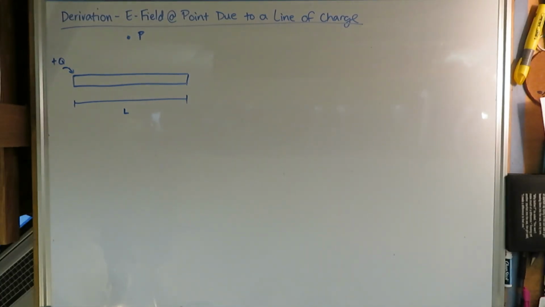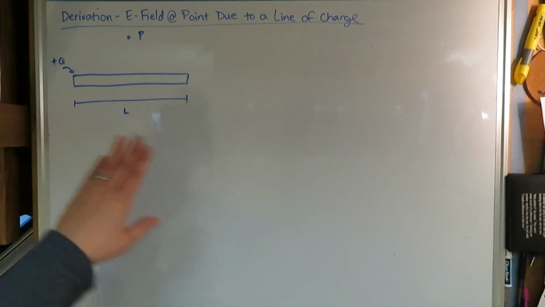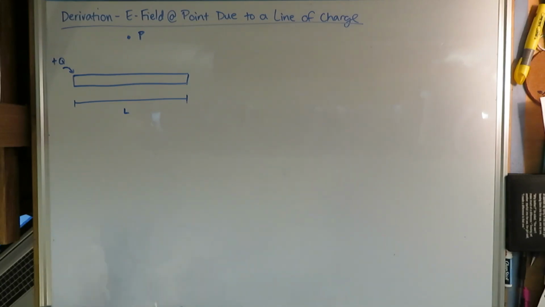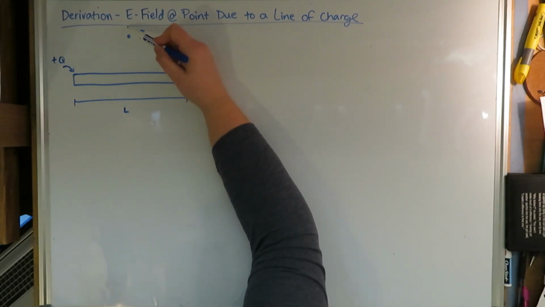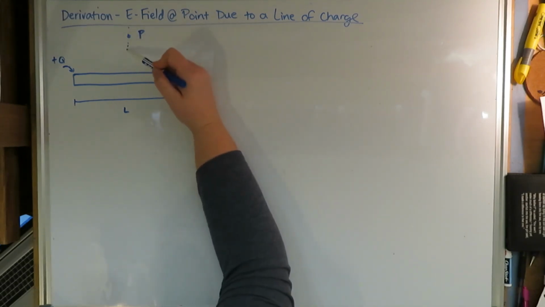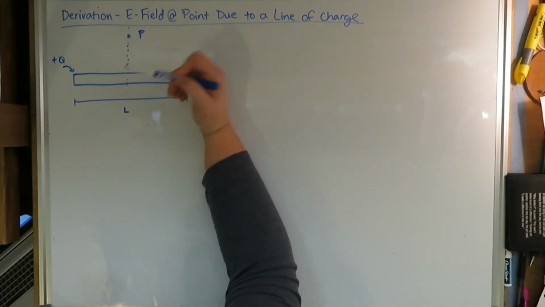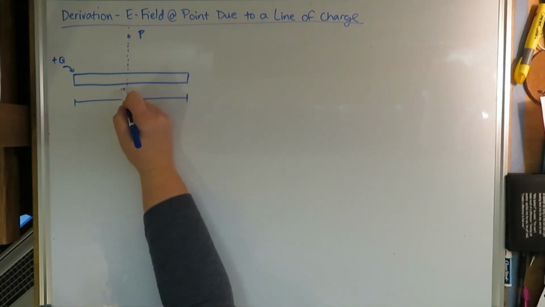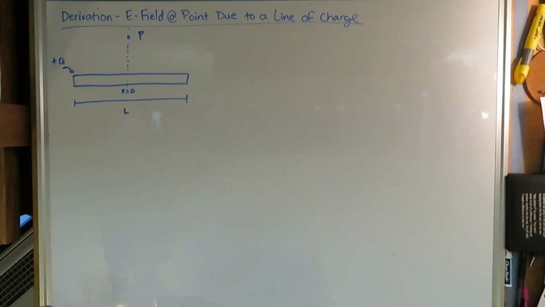All right, so our goal for this derivation is to determine the electric field at point P due to this line of charge. Now, in this case, we're going to assume that point P is located at the midpoint of a bisector, so that I could define this to be the center point of the line. So this is going to be x equals 0 here.